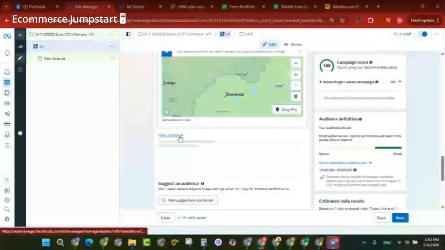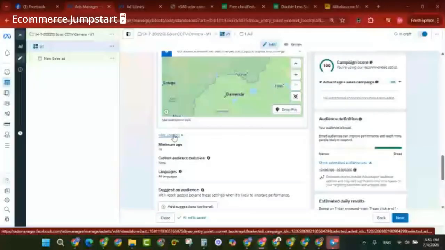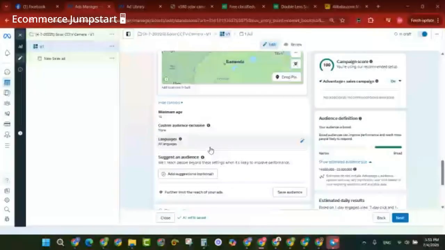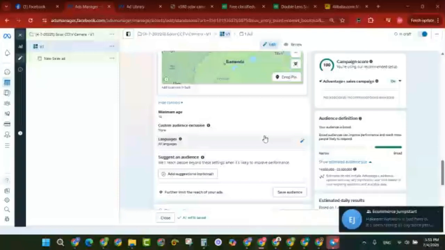So this one, age, custom audience extension, languages, all this, depends on what you are selling. Do you understand? Depending on what you are selling. But for e-commerce ad, we do like to leave it.